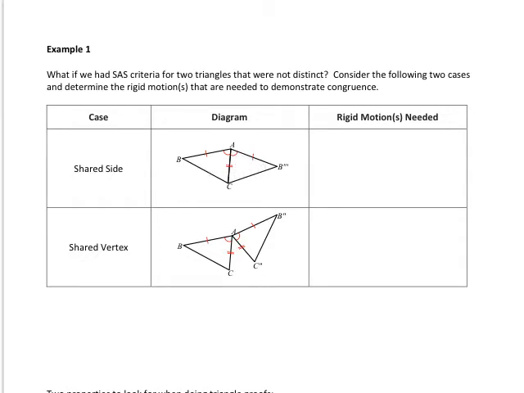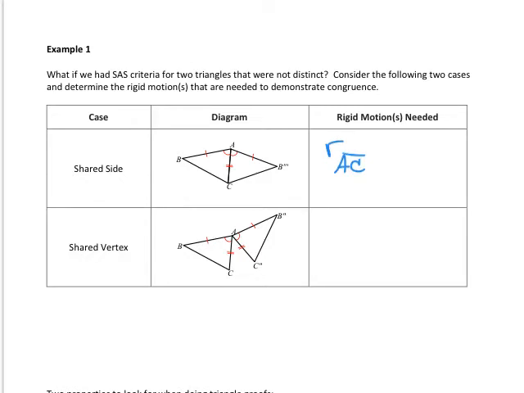So if you think of what's the one rigid motion I need to map B triple prime to B, that's going to be a reflection across AC. That will map B triple prime to B, because reflections preserve length and angle measures, so that's going to make them congruent.